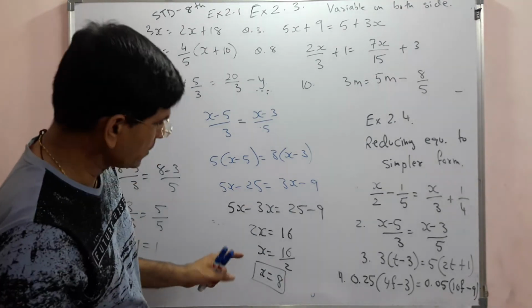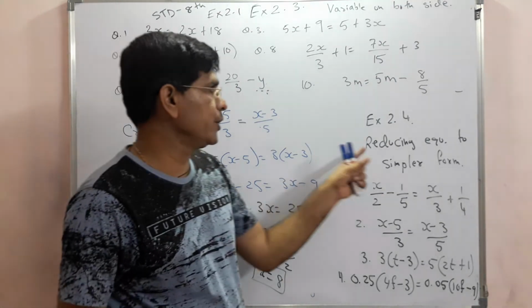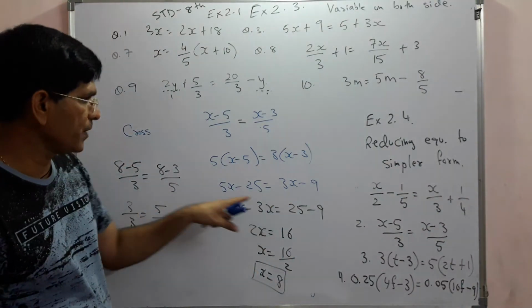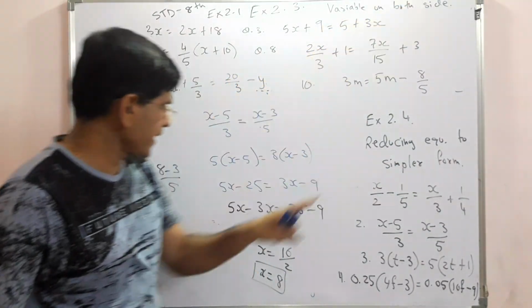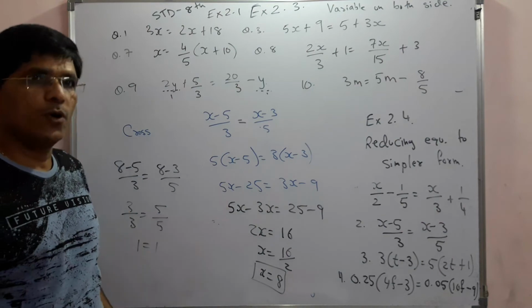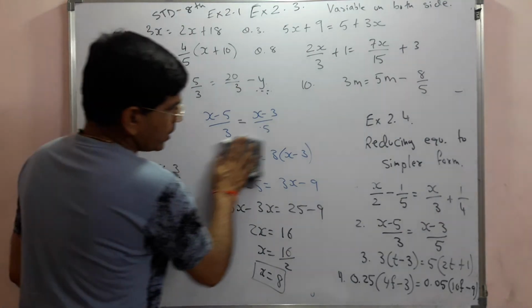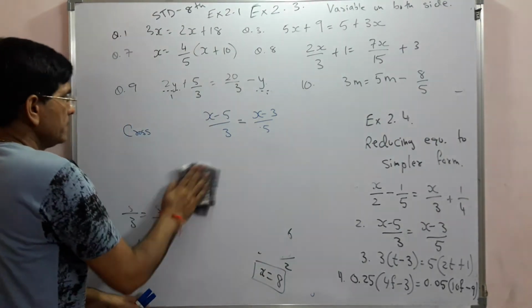So that completes reducing into simpler form. Again, here is a simpler form: you will see that variables are on both sides. Now one more sum, which involves opening the bracket.